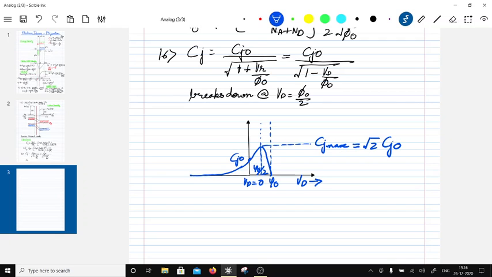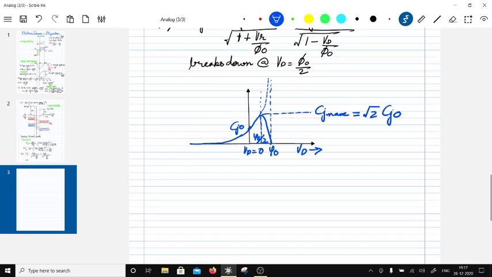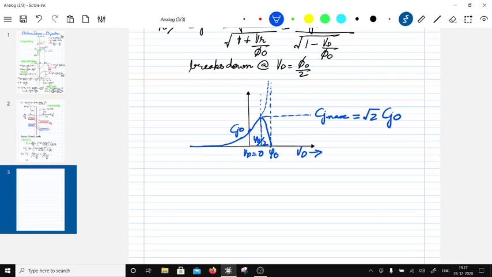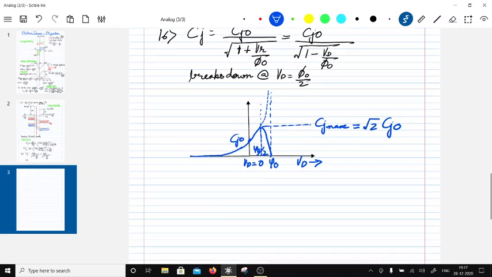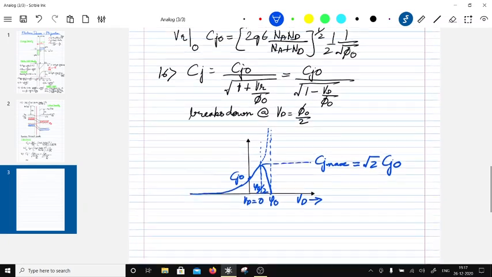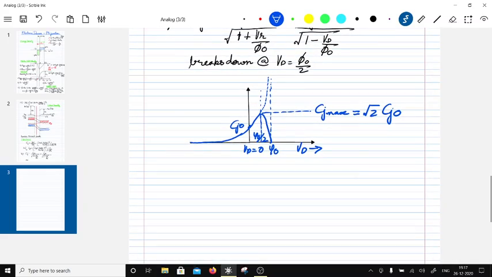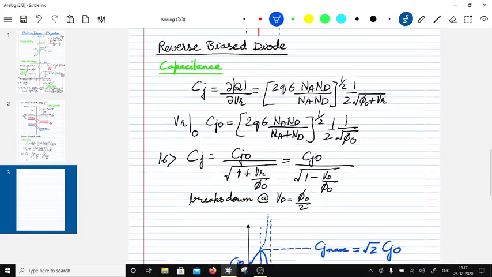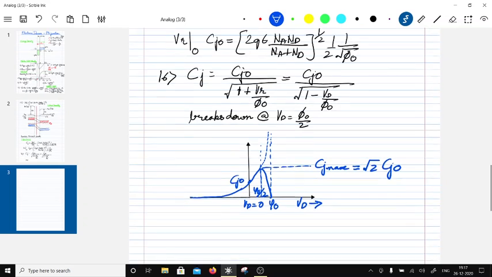Now, this is in the case of an abrupt junction, where it is going to become asymptotic like this. In the case of a graded junction, it will be 2 raised to m times Cj0, and this capacitance is going to be higher in the case of a graded junction. This treatment is based on the assumption that the junction is abrupt. So this is what happens with the capacitance.